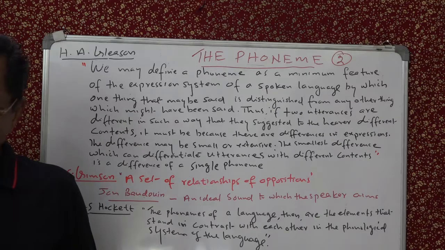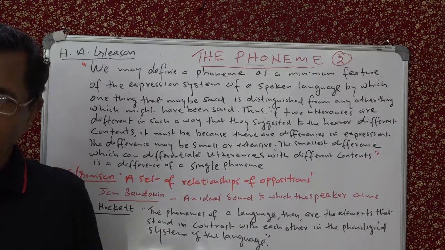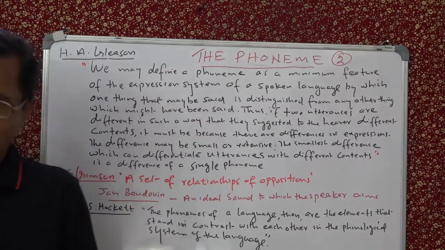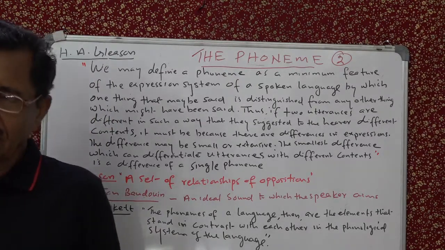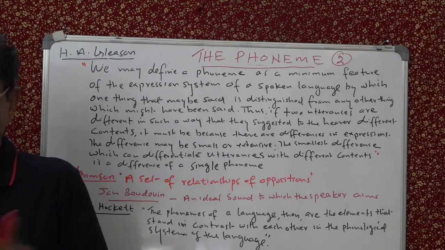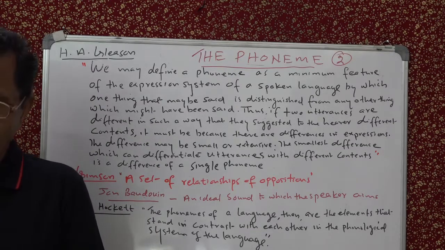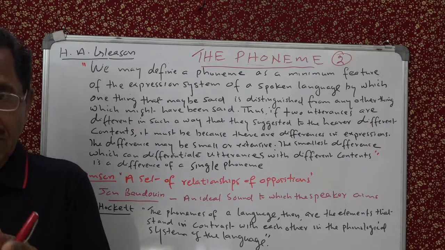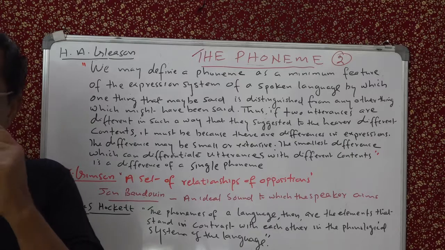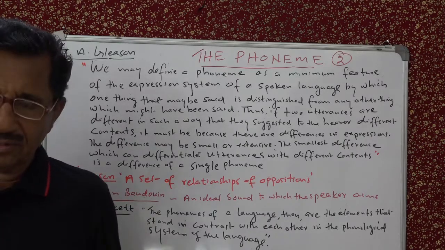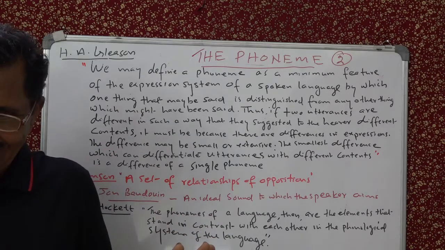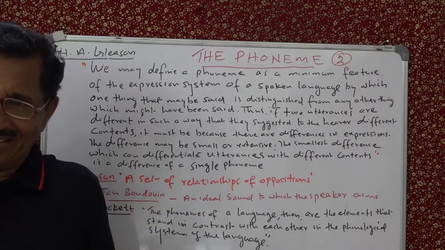If the sound does not belong to a particular language, then you call it a phonetic symbol. And when it belongs to a particular language, then it is a phonemic symbol or it is a phoneme. So the difference between a phonetic symbol and a phonemic symbol is that both look alike. Both look alike. Understand that?